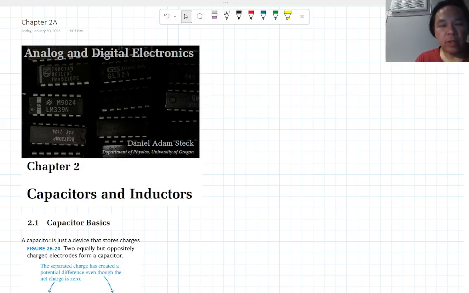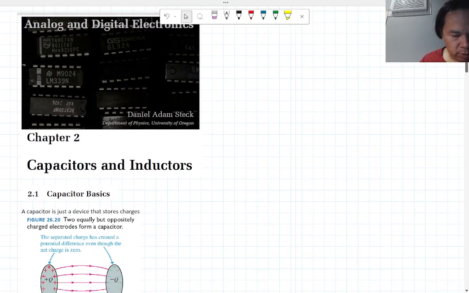Everyone. So we are going to start chapter 2 in Daniel Steck's Analog Digital Electronics. We're going to cover section 2.1, I think 2.2 here, and then in the next lecture video we'll do 2.3 and then the one after that 2.4. Hopefully that makes sense. And we're going to skip around a little bit in the chapter, but not too much.